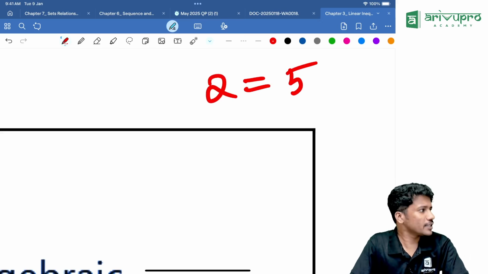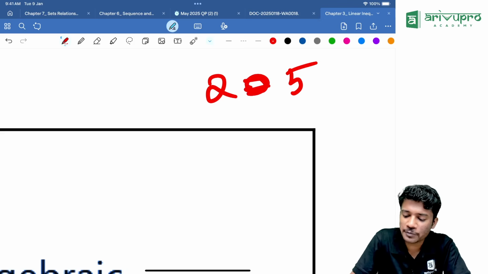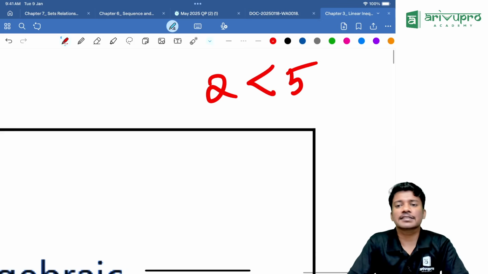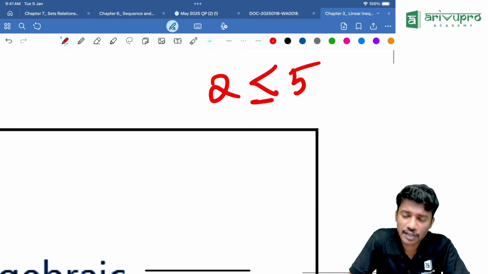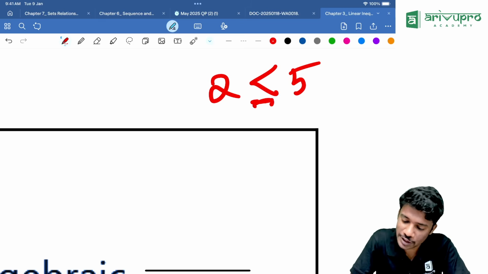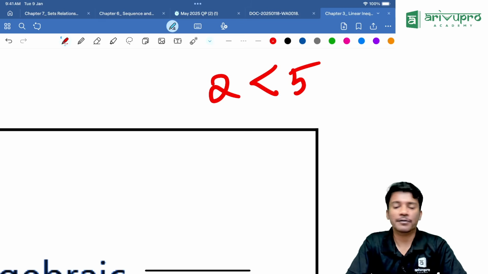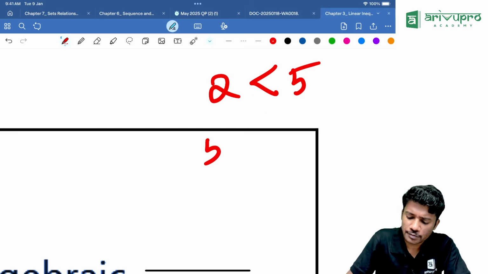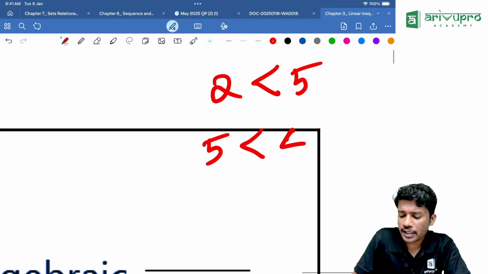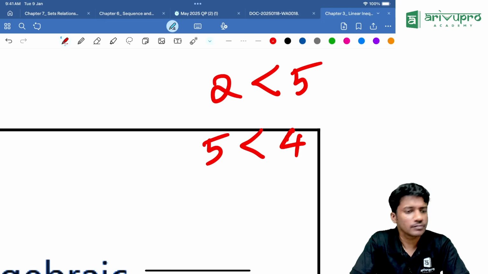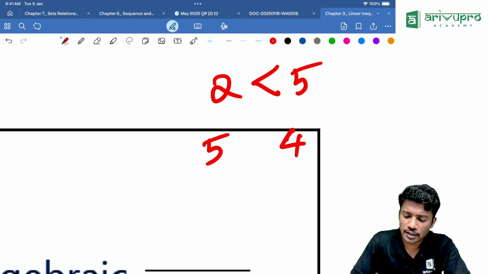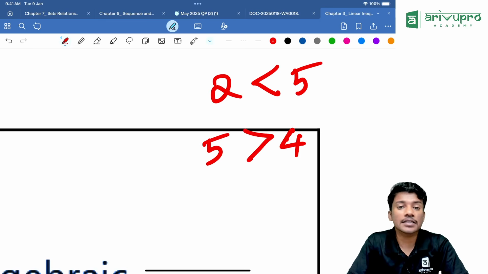Can I say 2 is equal to 5? No, 2 is not equal to 5. Then 2 is less than 5. Can I say 2 is less than or equal to 5? No, 2 is only less than 5. Now, if you ask me, is this correct? No, then it should have been like what? 5 is greater than 4.